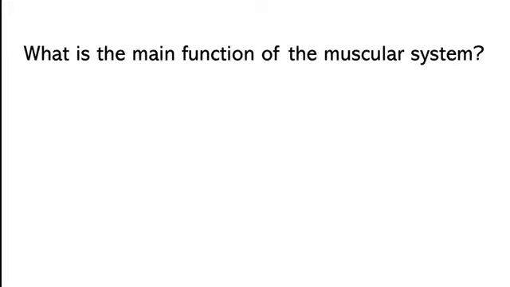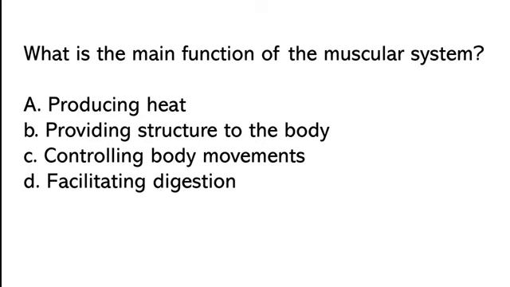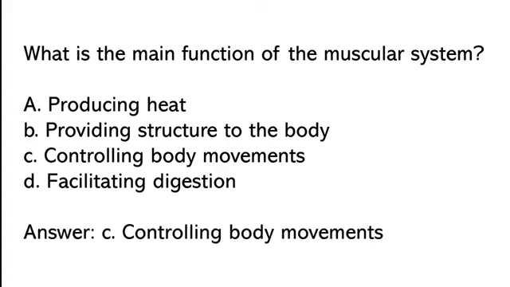What is the main function of the muscular system? Producing heat, providing structure to the body, controlling body movements, facilitating digestion. So the correct answer is option C, controlling body movements. The main function of the muscular system is controlling body movements.